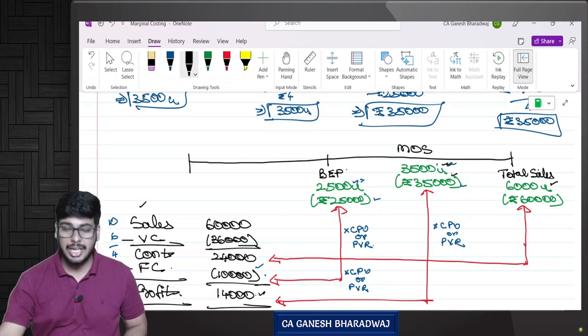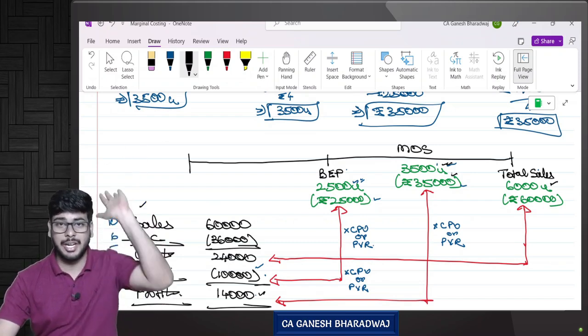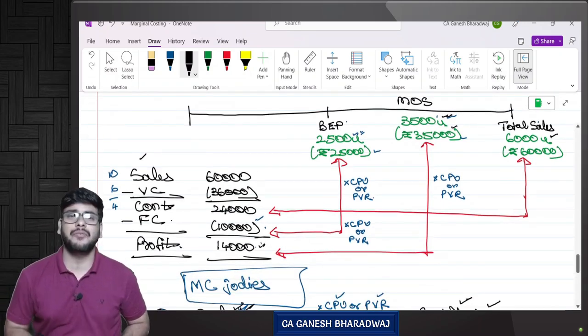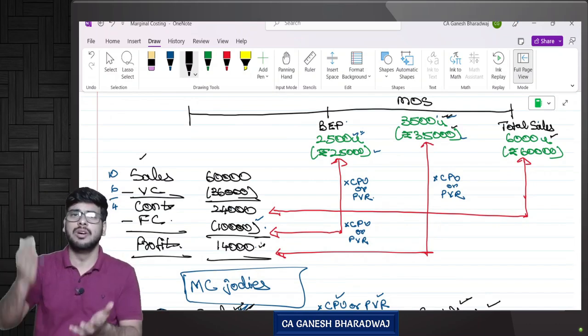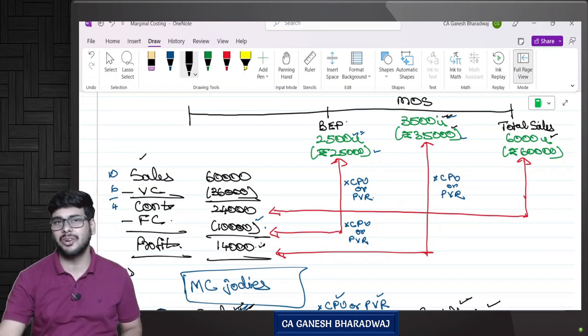So 35,000 into 40% is what? 14,000 rupees. So the contribution generated out of my margin of safety is only my profit. Correct or not? So if the margin of safety is represented in value, multiply it with PV ratio and arrive at your profit. It's that simple. Are you clear with this?